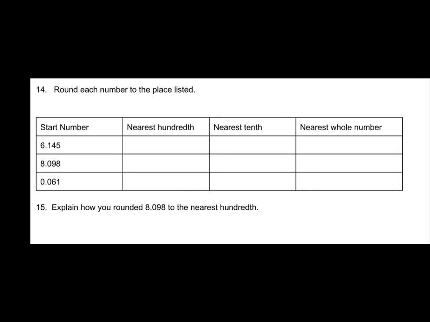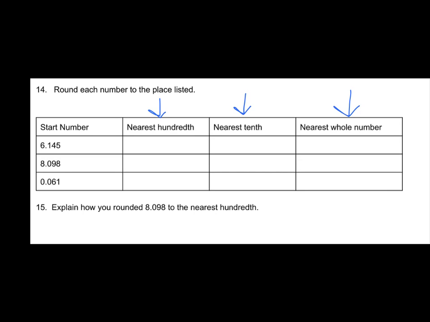Okay, number 14, we need to round each number to the place listed. Now, the first thing that I want to point out, and in the past, where kids have struggled, is we are taking this start number, 6 and 145 thousandths, and we need to round that number to the hundredths. Then we need to round that same number, the start number, to the nearest tenth, and then we are rounding that same number, that start number, to the nearest whole number. I know this is a little different than we've experienced, but it shouldn't hopefully pose a problem.